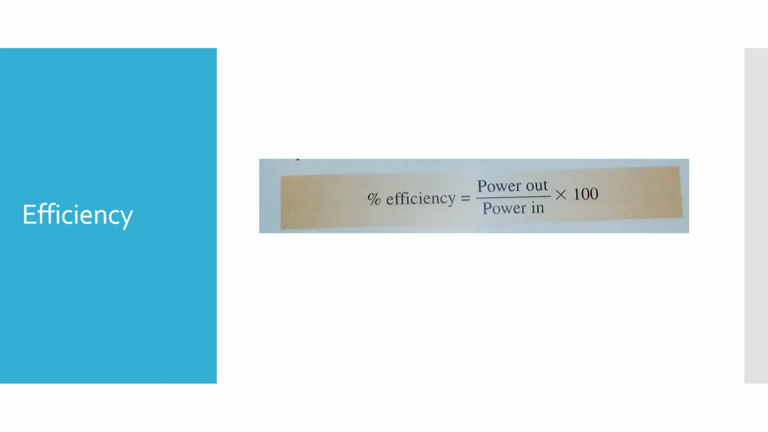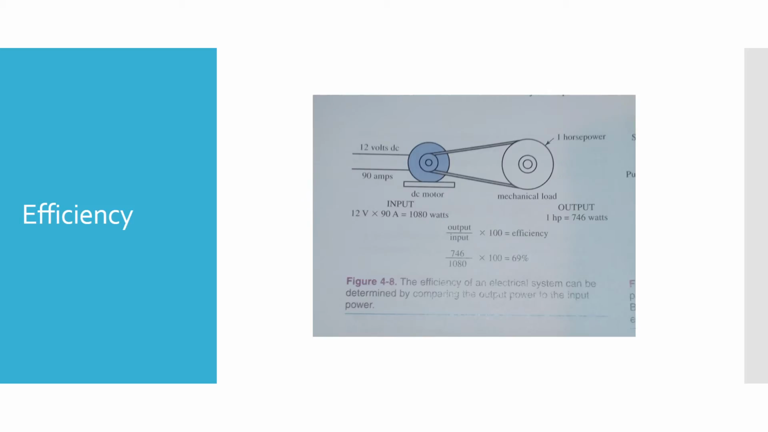Look at figure 4-8. A 12-volt, 1 horsepower DC motor is connected to a 1 horsepower mechanical load. Compare the input power to the output power, multiplying the input voltage, 12 volts, times the input amperage, 90 amps, gives the input power rating of 1080 watts.